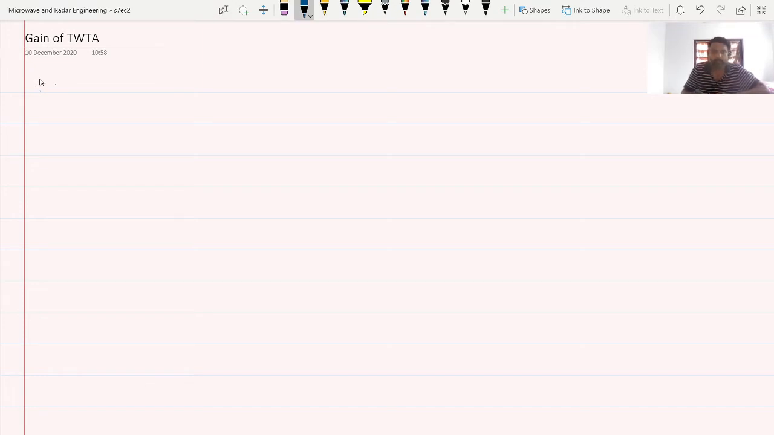So if the structure is perfectly matched, then there will be no backward traveling wave. That is, if there is a backward wave from the output to input, in order to minimize the backward wave, normally we are keeping the attenuator at the center of the traveling wave tube. Okay, so I'll try to take that one, that is gain consideration.